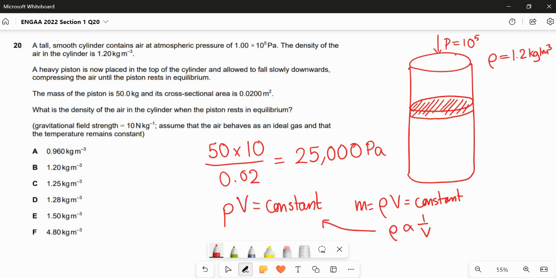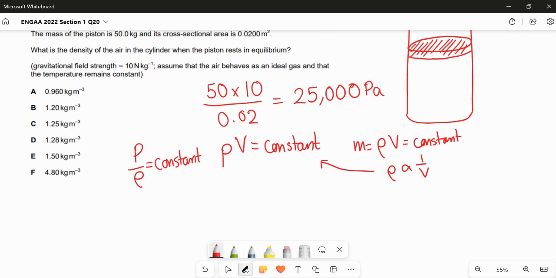Then we know pressure over density is constant. So we just substituted the fact that the mass term here will be constant, so we can absorb that into the right-hand side, and we just get P over rho is constant. If you notice, the pressure has increased by 25% because we have 100,000 initially, and we added 25,000. So if the pressure increases by 25%, so will the density.